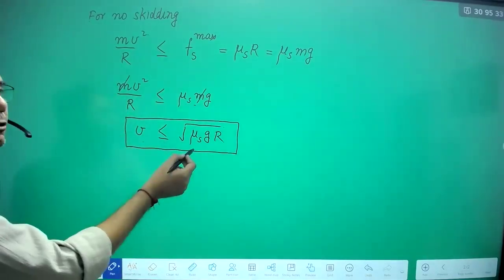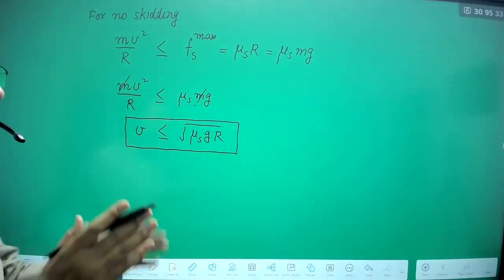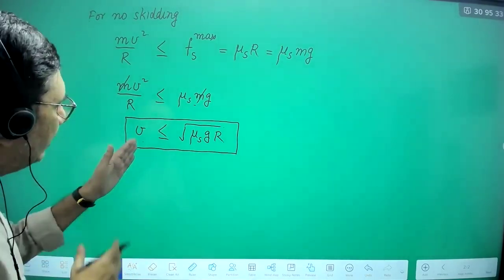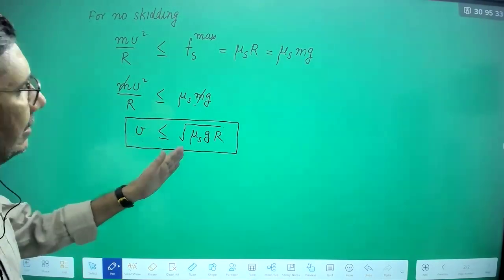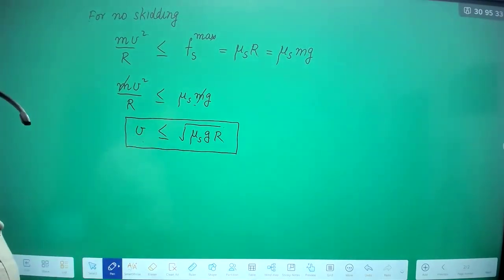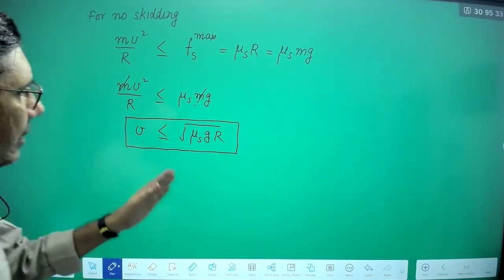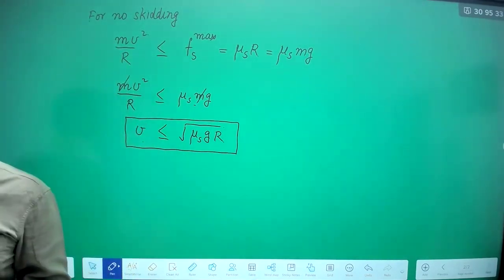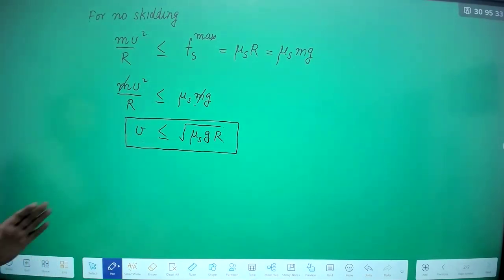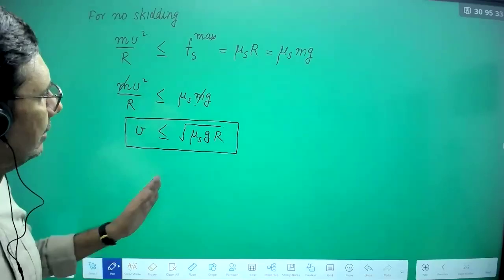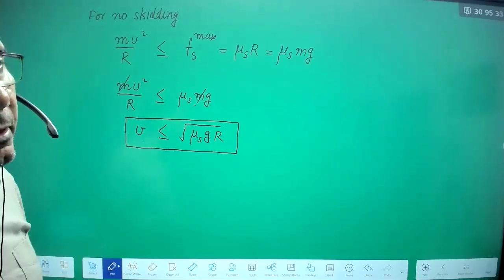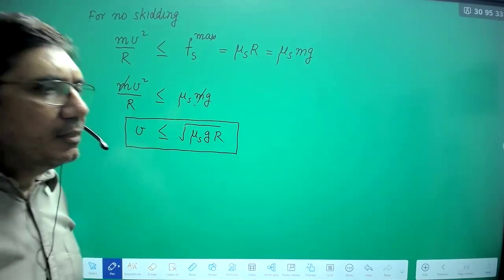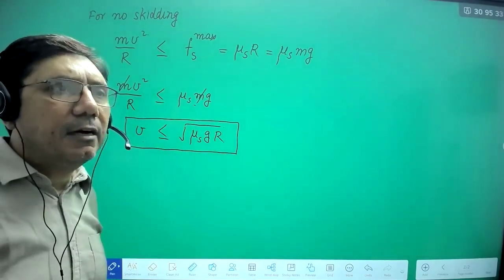So if you don't want the car to skid, then the car should move with a speed less than the square root of mu s g r. Please write: this is the upper limit of the speed of the car.